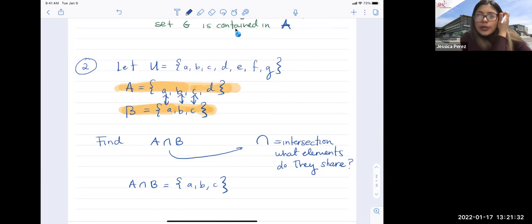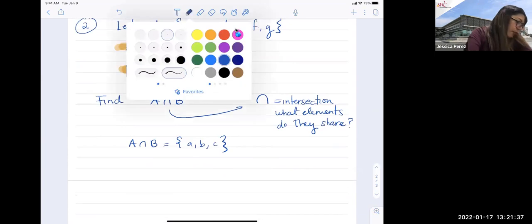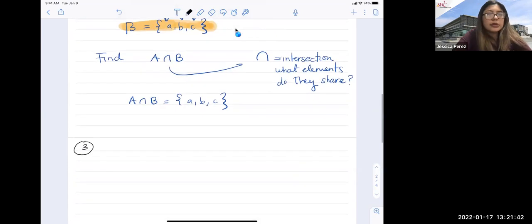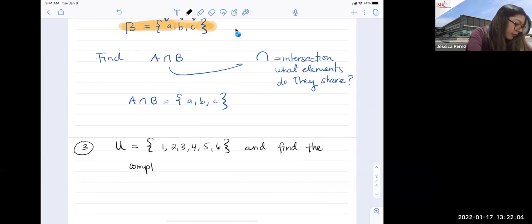All right, so let's see if we have a different example. Question number 3. Question number 3 is the following. Let the universe be 1, 2, 3, 4, 5, and 6. And we want to find the complement of the set.